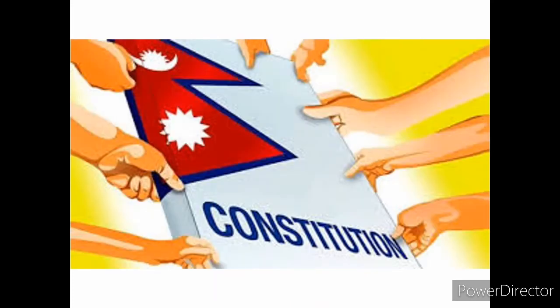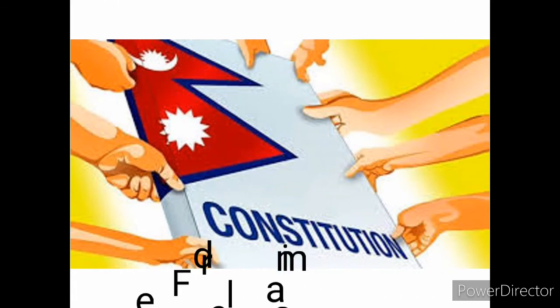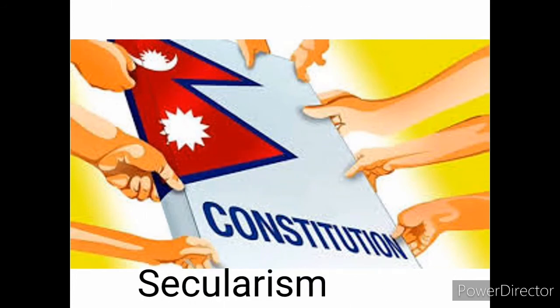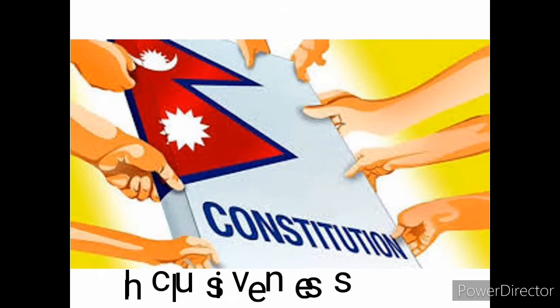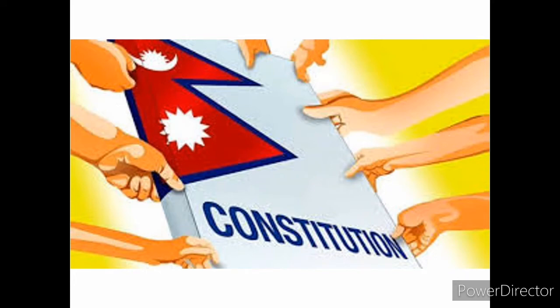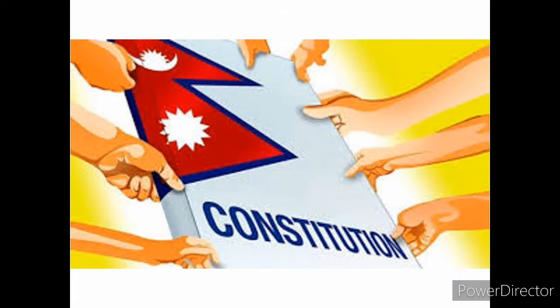The new constitution embraced the principles of republicanism, federalism, secularism, and inclusiveness. These were the aspirations of the people of Nepal. These were the ideals on which they wanted to build their country, and this speaks volumes of the importance of having a constitution. If the interim constitution of 2007 had ended monarchy in Nepal, this constitution ended the chances of monarchical revival by making the president the ceremonial head of the country.